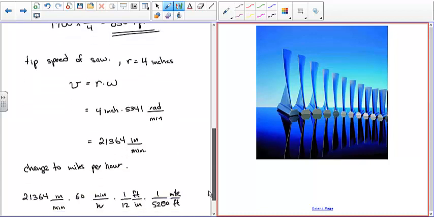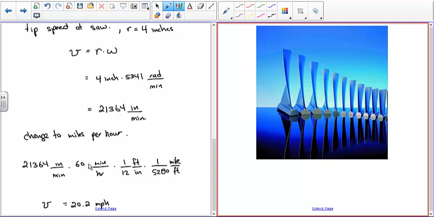So if we convert that to miles per hour, first we convert minutes to hours, so we multiply by 60. In a minute it travels this far, in 60 minutes it travels the product of these two. Then I convert inches into feet. There are 12 inches per foot, so you divide by 12, and then there are 5,280 feet per mile. So the feet cancel out, and you end up with 20.2 miles per hour. If you think about getting hit by something at 20 miles per hour, you can imagine what it's like getting hit by the tip of the saw blade.